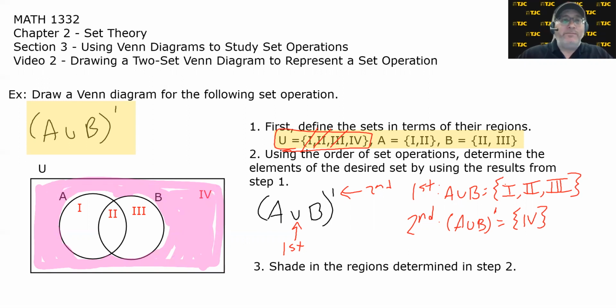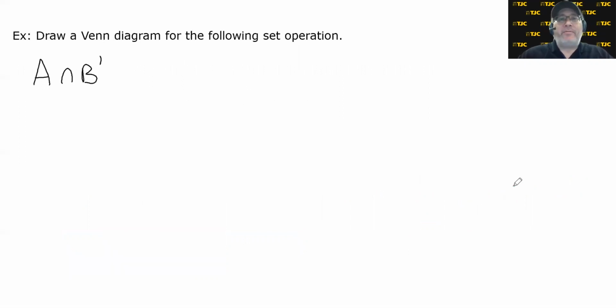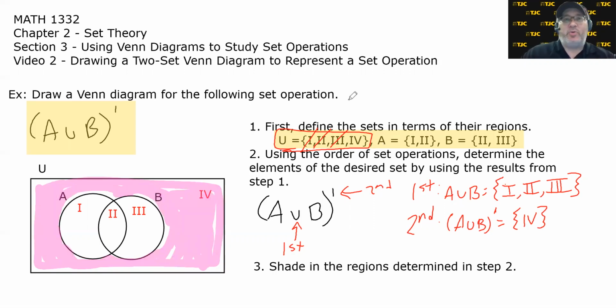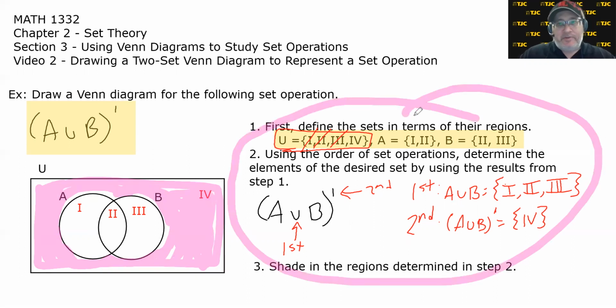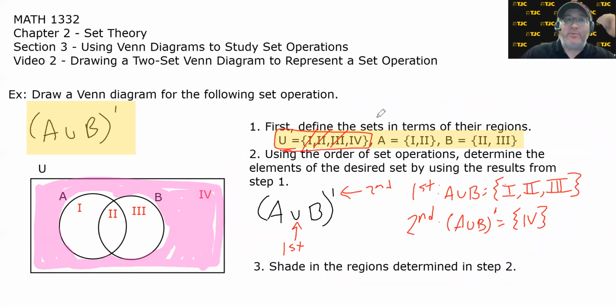All right, let's take a look at another one. Draw a Venn diagram. Oh, excuse me. We'll do that one in a second. At the beginning of this one, I challenge you to think about this one verbally. And it is possible to know to shade this portion of the Venn diagram without doing any of these steps over here. It's not always easy, but it's possible. In this case, you would think, well, A union B, that's just the two circles together. And then the complement would be everything outside of that.